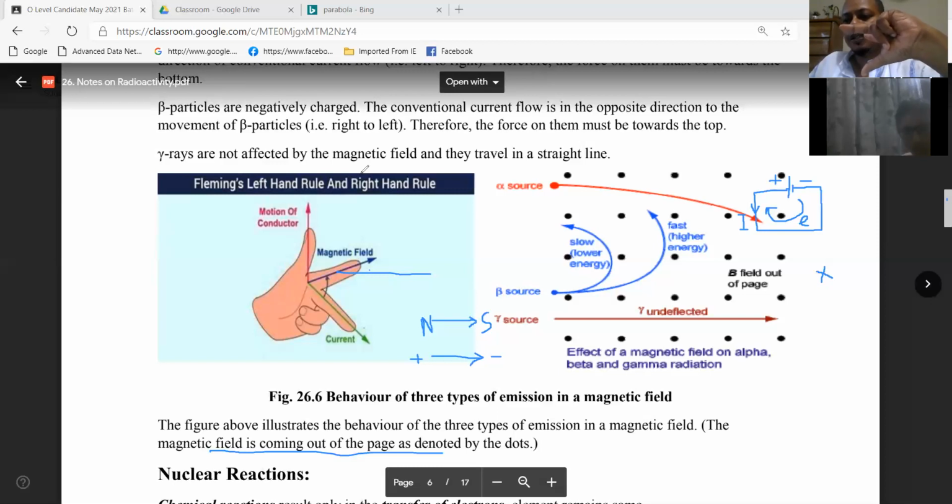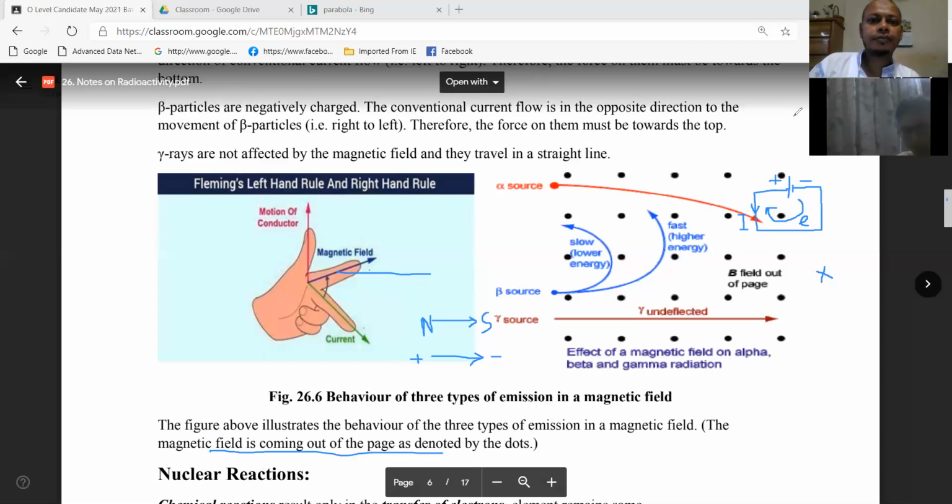First finger for magnetic field, second finger for current, and the thumb is for thrust. That means force or the deflection. So is it clear? Yes. Okay, done.